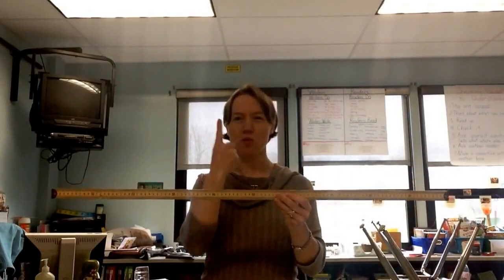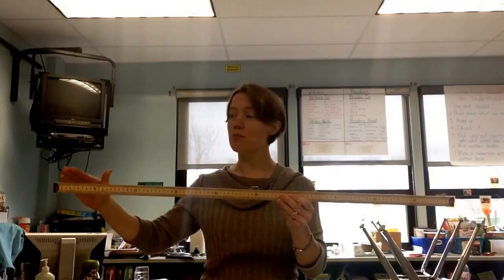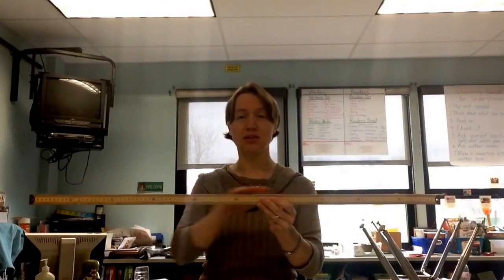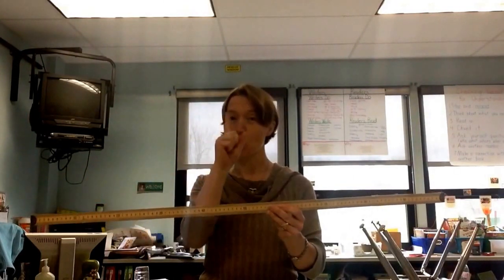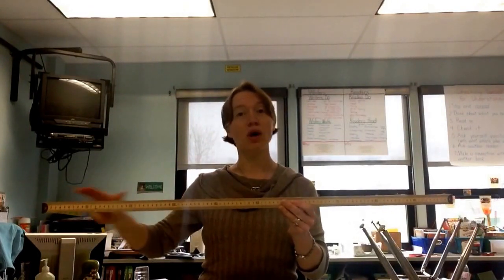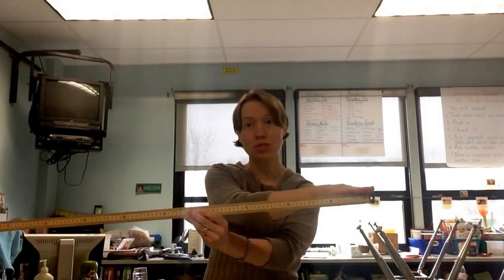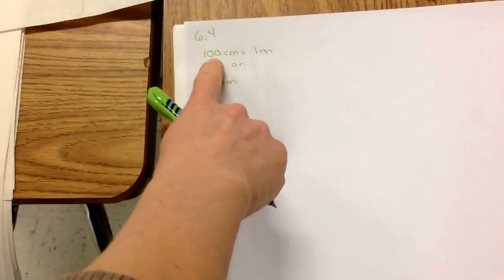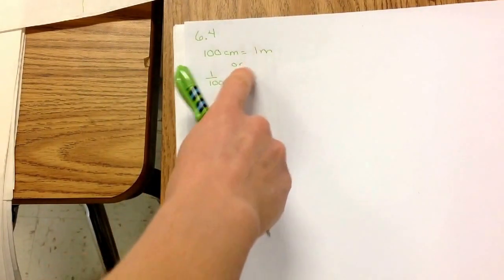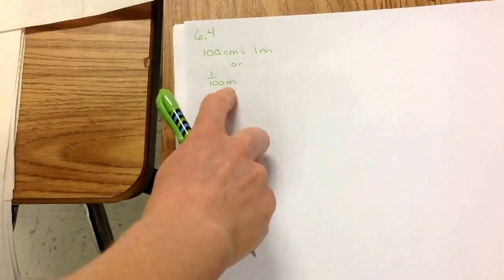So if I just want 1 centimeter, what would the fraction be for this whole meter stick if I just want 1? If you said 1/100th, you're right, because it's one piece out of 100 pieces. So this is what I was just talking about. We have 100 centimeters, which equals 1 meter, or 1/100th of a meter.